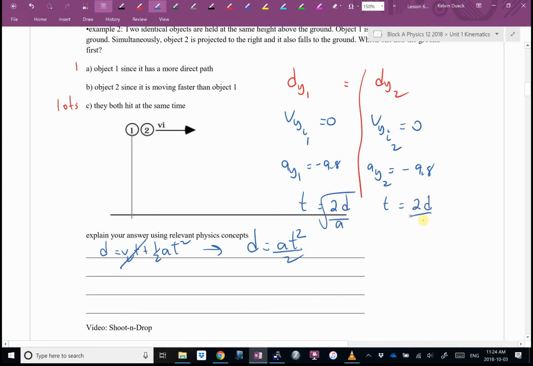And since I have the same values for both of them, won't they both hit the ground at the same time? I'm going to call this T1, T2, and then I'll say, therefore, T1 equals T2. Now, you don't have to do an explanation like this, Victor, you can just make up numbers. Let the height be 10 meters. A is negative 9.8, and I can show they hit the ground at the same time. Let's circle the correct answer.